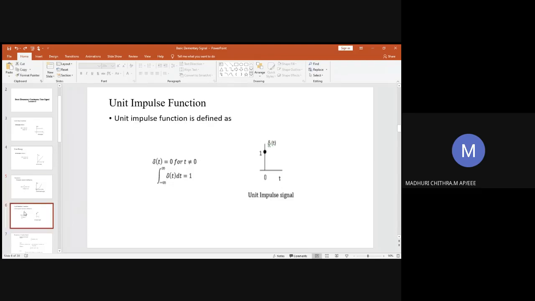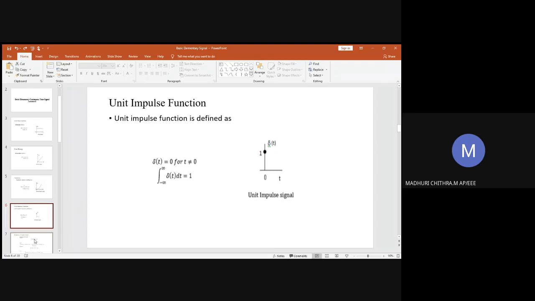Next, unit impulse signal. Unit impulse signal, I have already learned, that is del of t equal to 0. Its representation is del of t equal to 0 for t not equal to 0, and integration from minus infinity to infinity del of t into dt equal to 1. So this is the unit impulse representation. Okay, so these are the four signals of the continuous time signals.